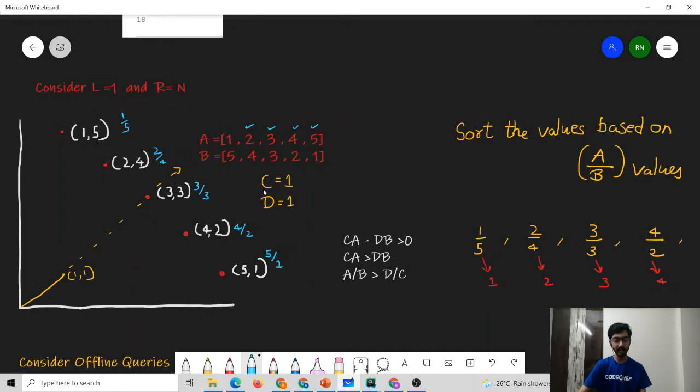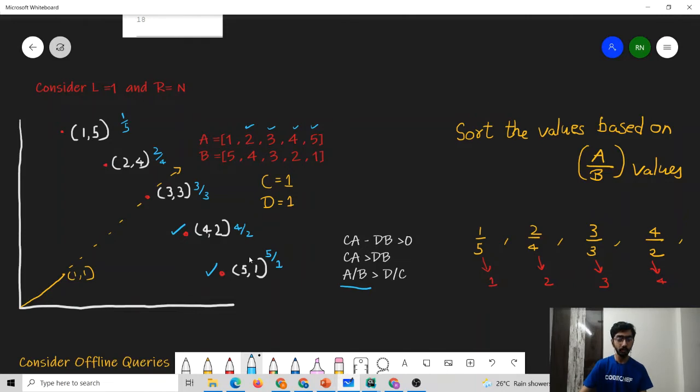Let us consider the case where C was equal to 1 and D was equal to 1. In this case, the value of D by C will be 1 by 1, which is equal to 1. And now we have to consider only those points which have an a by b value greater than the d by c value, which was 1. Here in this case, this particular point and this point, these are the 2 points that have the a by b value greater than the given d by c. So we have to consider only the contribution from these points.